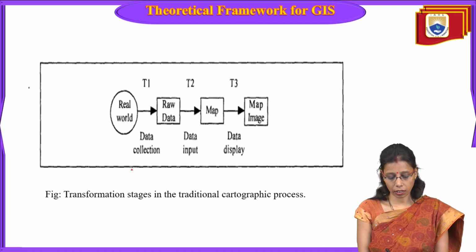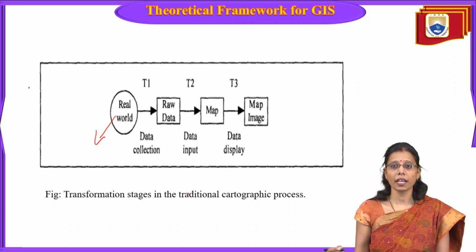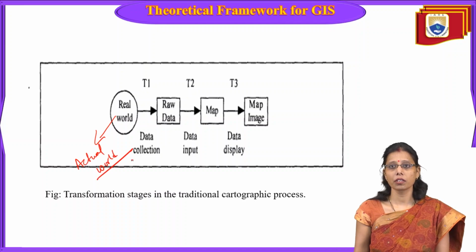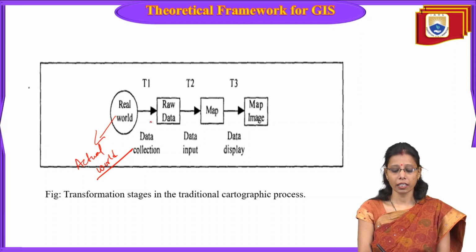This is what I was telling you about. Suppose this is the real world. The real world is the actual world, the actual features you can see on the earth surface, that come under the real world. From the real world, we call it T1, the data collection, which is converted to raw data.